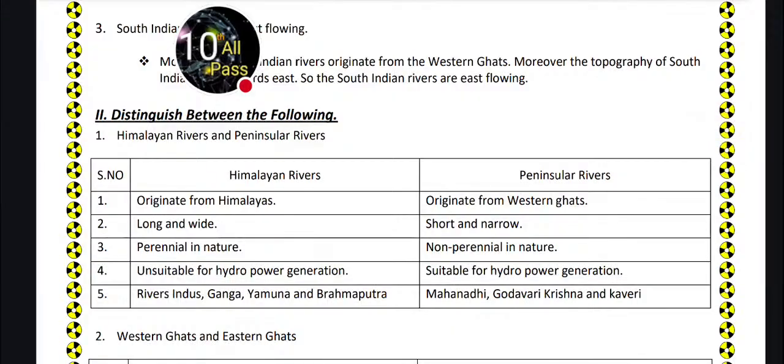Distinguish between the following. First one, Himalayan rivers and peninsular rivers. Himalayan rivers originate from Himalayas, peninsular rivers originate from Western Ghats. Himalayan rivers are long and wide, peninsular rivers are short and narrow. Himalayan rivers are perennial in nature, peninsular rivers are non-perennial. Himalayan rivers are unsuitable for hydropower generation, peninsular rivers are suitable for hydropower generation. Himalayan rivers: Indus, Ganga, Yamuna and Brahmaputra. Peninsular rivers: Mahanadi, Godavari, Krishna and Kaveri.